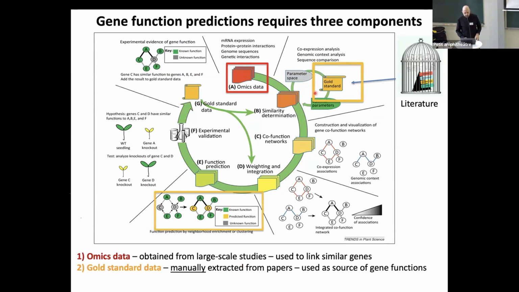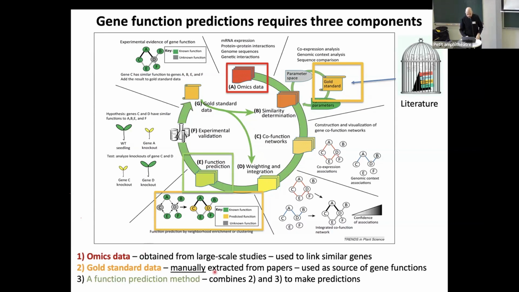The second ingredient that you need is the gold standard. It's basically the collection of genes which somebody has experimentally characterized. This is like the ground truth. This information is found in the scientific literature, so somebody has to read those papers, extract the information, and put it in a way that the computer can read.